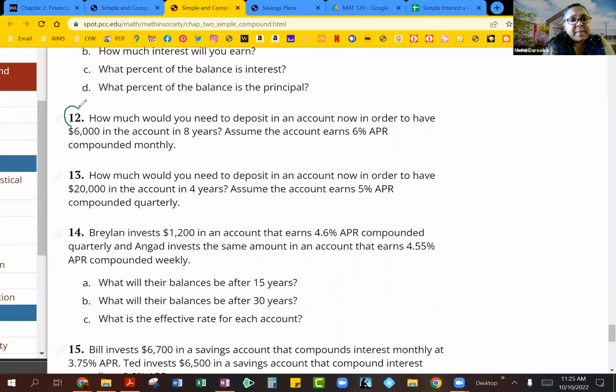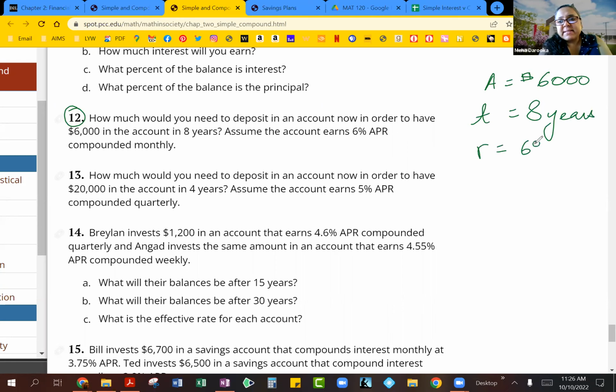So this is talking about how much would you deposit into an account now in order to have 6,000 in the account in 8 years. Assume the account is earning 6% APR compounded monthly. So in this case, our future value is $6,000. They're telling us we want this money in 8 years' time. Our interest that we are earning is 6%. So again, as a decimal. And then let's see, they're telling us it's compounded monthly.